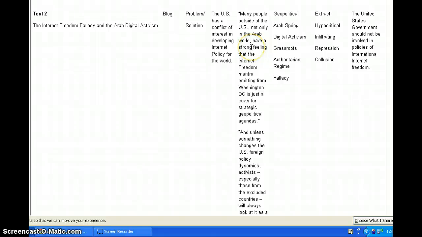Then we have the definitions, the quotes that support that, including: many people outside of the U.S., not only in the Arab world, have a strong feeling that the internet freedom mantra emitting from Washington, D.C. is just a cover for strategic geopolitical agendas.